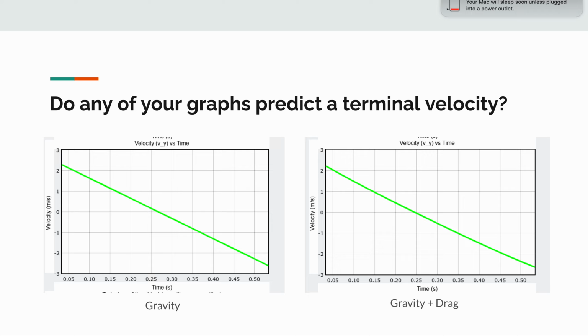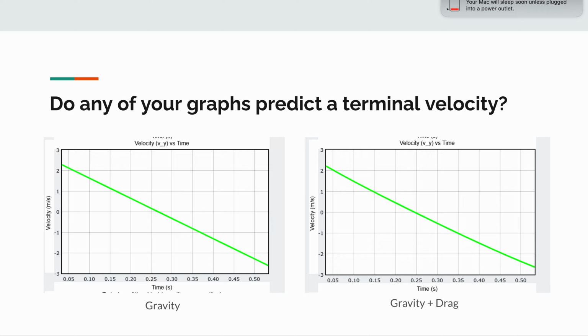And then, do any of my graphs predict a terminal velocity? First of all, terminal velocity is when the net force acting on an object is 0, which would mean that the velocity goes unchanged. As you can see, the graph on the left has a constant line, so velocity doesn't look like it'll be flatlining at any point, so this graph does not predict a terminal velocity.